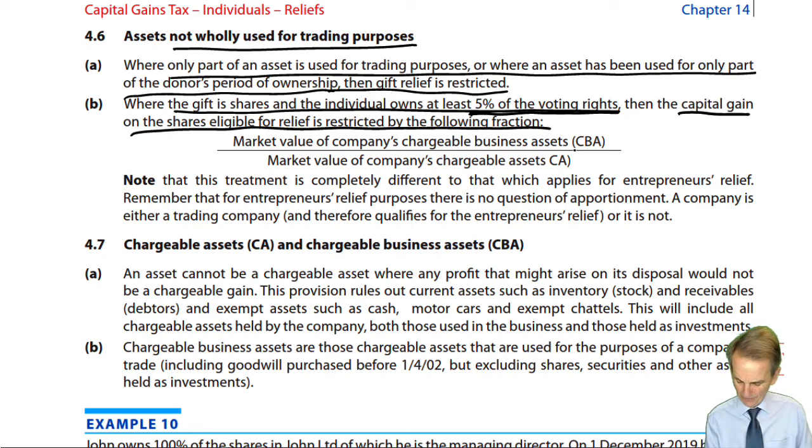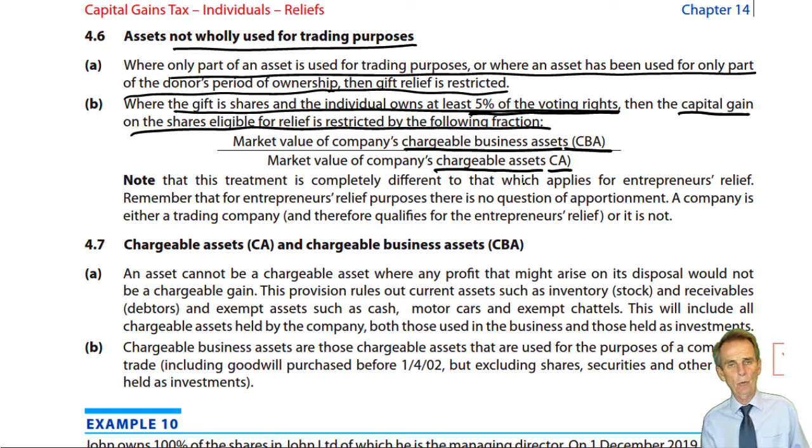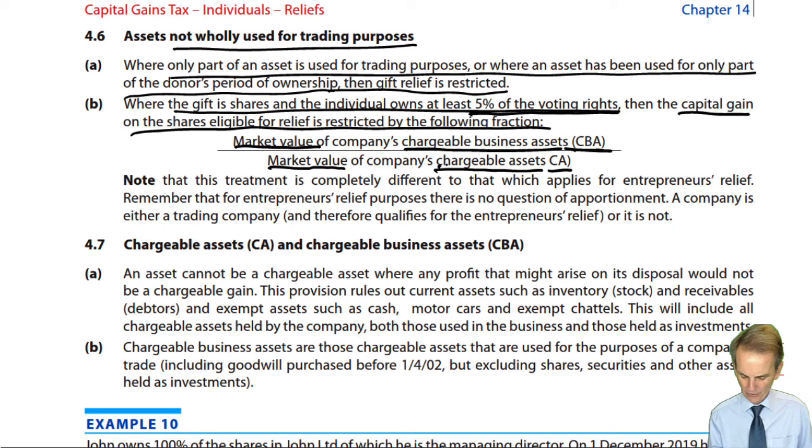And this we'll come to know and love as CBA over CA, where CBA stands for the chargeable business assets of the company, and CA stands for all of the chargeable assets, which is both the chargeable business assets, CBAs, plus any investments. And what we can see now is if there are investments held on the balance sheet, the statement of financial position of this particular company, then we're not going to be entitled to full gift relief, only the business proportion there. And this business proportion is taken as being the market value of the chargeable business assets over the market value of the chargeable assets.